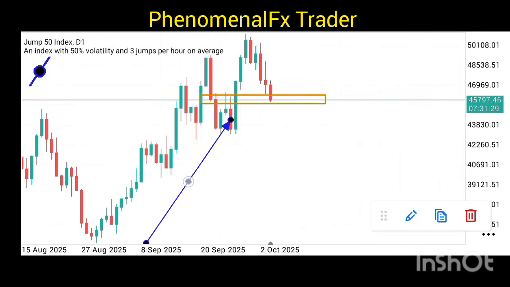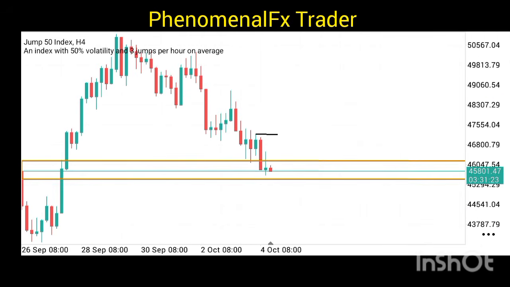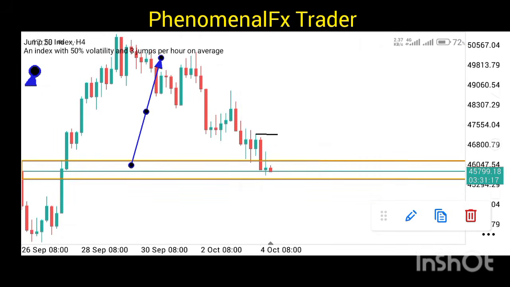So at this point, if we go down to the lower time frame, we can quickly go to the 4-hourly time frame to spot the lower highs and the lower lows. These are the valid lower lows and the lower highs on the 4-hourly time frame. This is the recent lower high on the 4-hourly time frame. So you want to take an entry after a change of character on the 4-hourly time frame.